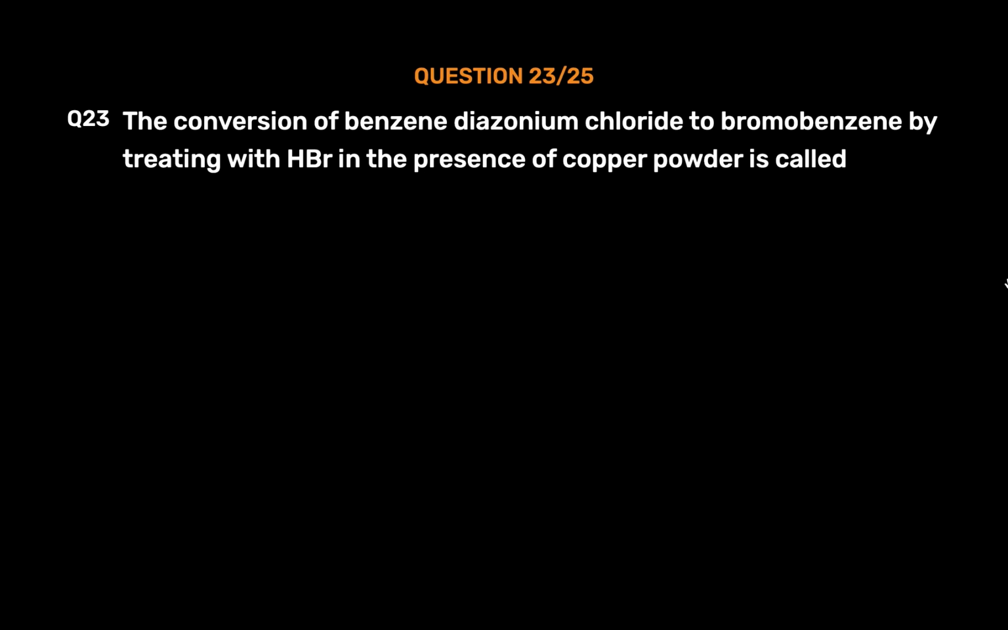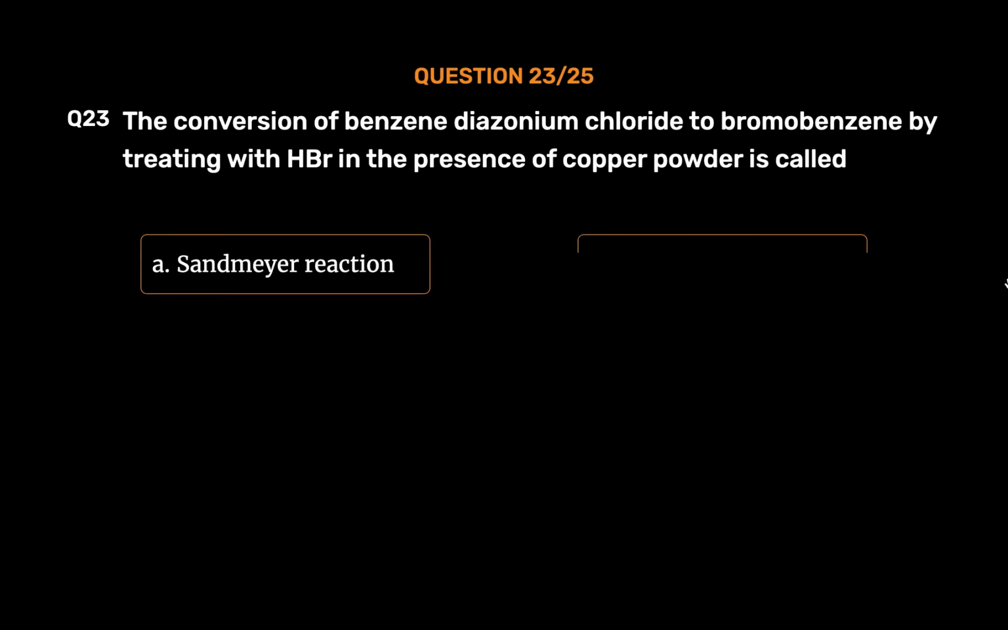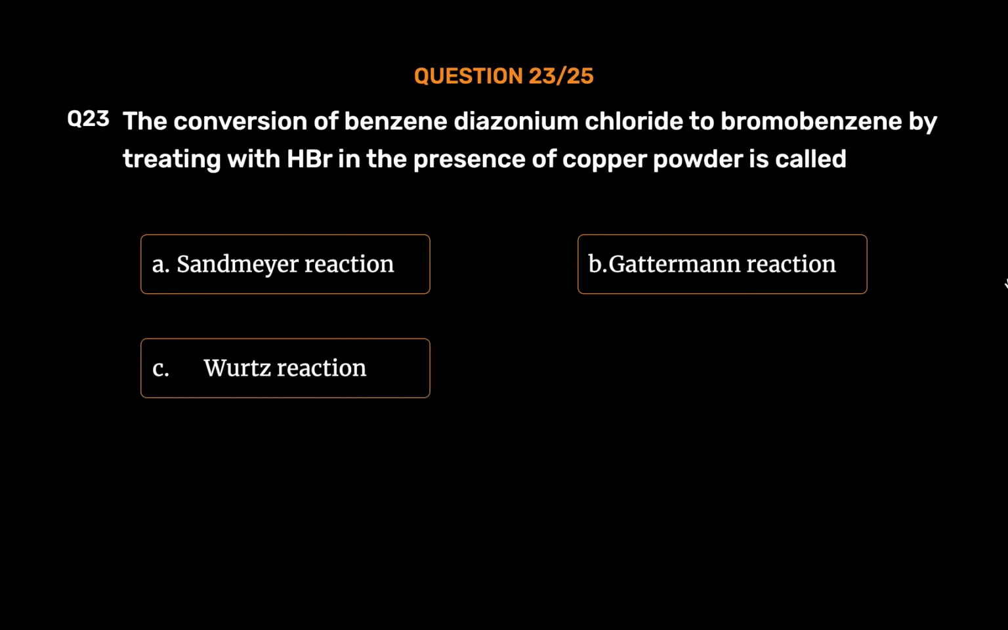Question number 23. The conversion of benzene diazonium chloride to bromobenzene by treating with HBr in the presence of copper powder is called. Option A, Sandmeyer reaction. Option B, Gattermann reaction. Option C, Wurtz reaction. Option D, Hofmann reaction. The correct answer is option B, Gattermann reaction.